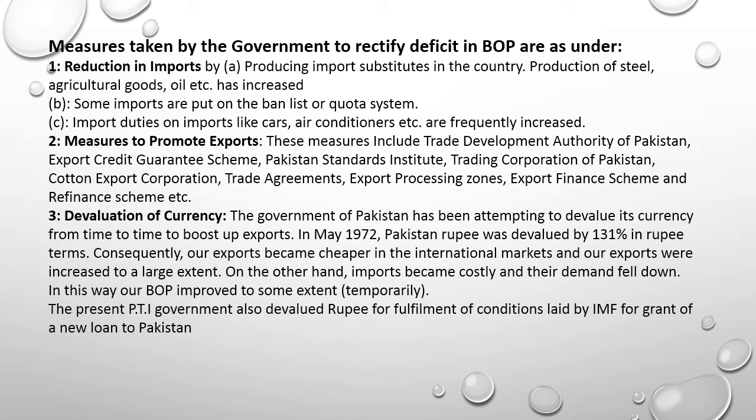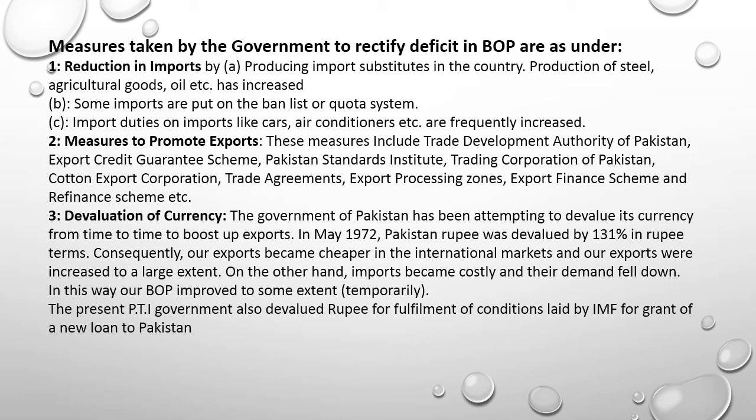The finance scheme and refinance scheme is that if the traders, businessmen are in need of loans, they go to the commercial banks. Commercial banks give loans to the businessmen. This is financing. And when the commercial banks are in need of financing, then they go to the central bank, that is the State Bank of Pakistan, and get finances from that. This is the refinance scheme. Number three, devaluation of currency.